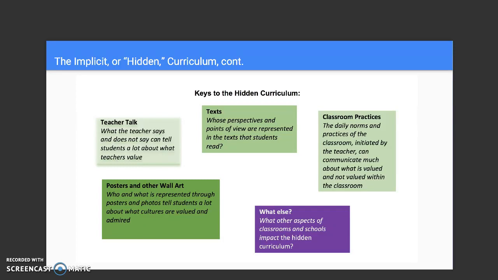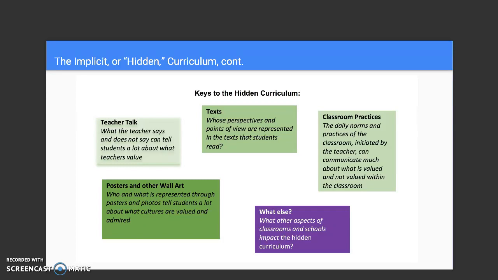So other components falling underneath the umbrella of the hidden curriculum could be classroom practices, the norms of the classroom, who is called on, where people sit, and the values that are communicated by the practices that the teachers engage in. So it could include discipline policies, things like that. Teacher talk, what the teacher says and does not say, can tell the students a lot about what teachers value, including who is called on and who's not called on.